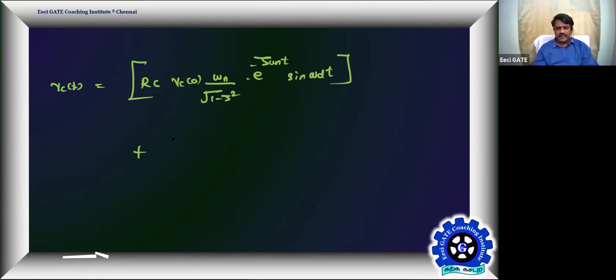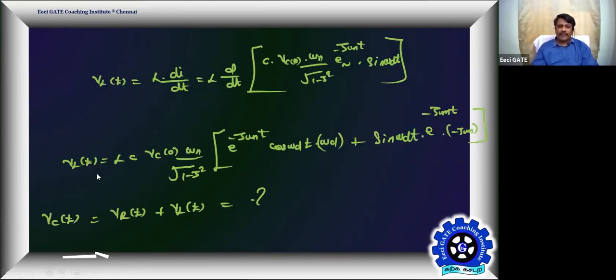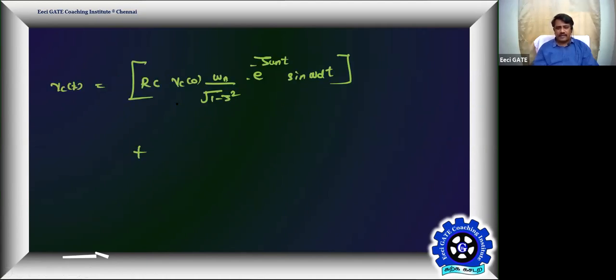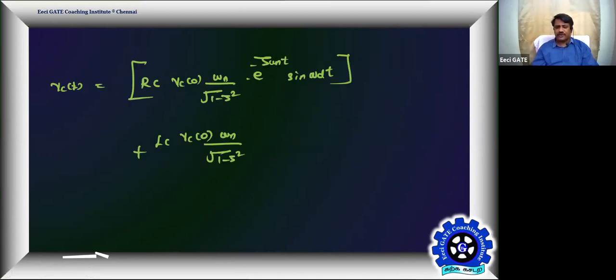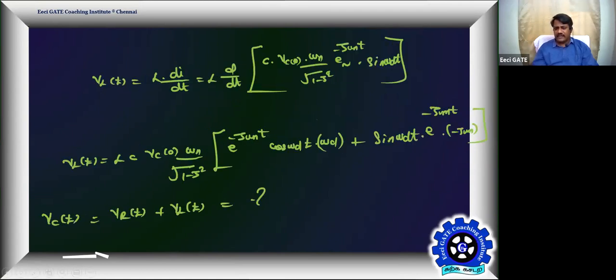And voltage across inductor is this: LC into VC of 0 into omega n by root of 1 minus zeta square. E power minus zeta omega nt can be taken as common. Omega n also can be taken as common. So take omega n into e power minus zeta omega nt as common. Tell me what is the remaining?